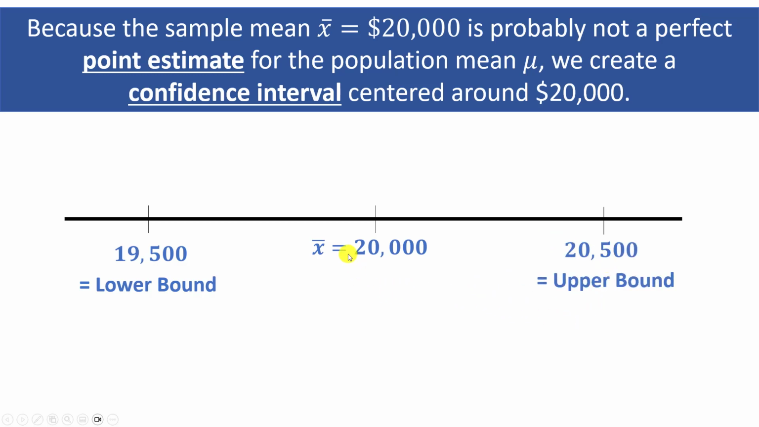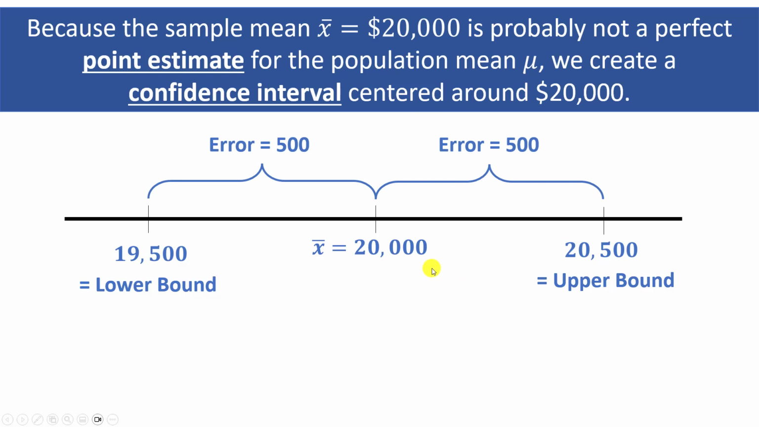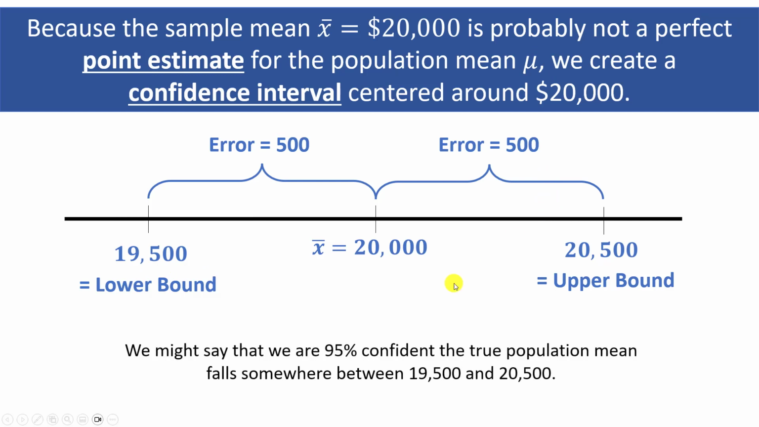We call the distance from our point estimate of X bar to either the lower or the upper bound the error or the margin of error, which in this case is 500. The distance between 20,000 to 20,500 or from 20,000 down to 19,500 is 500 in either case. We might say that we are 95% confident that the true population mean falls somewhere between 19,500 and 20,500.